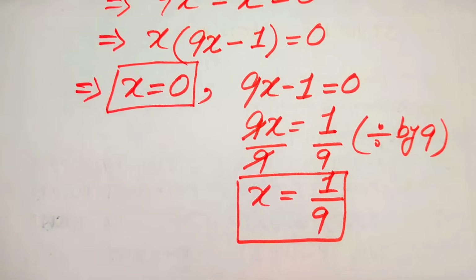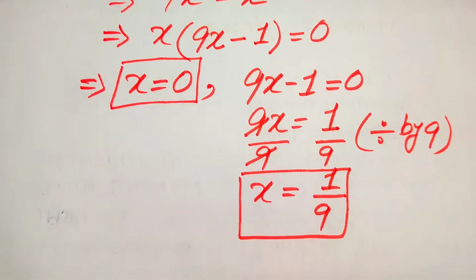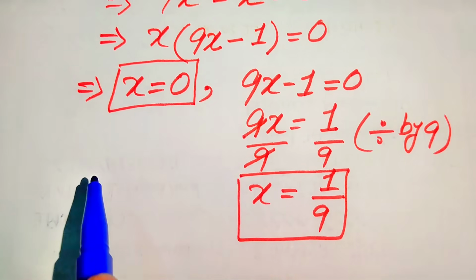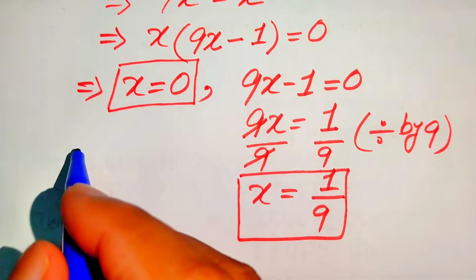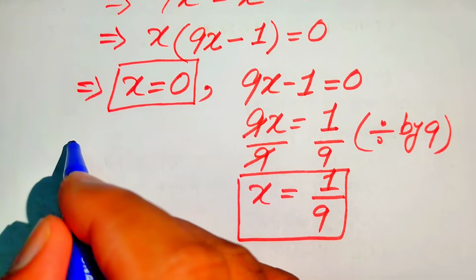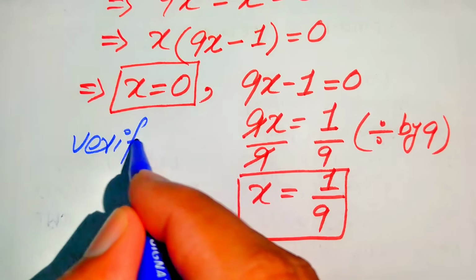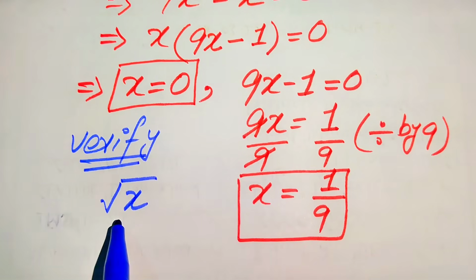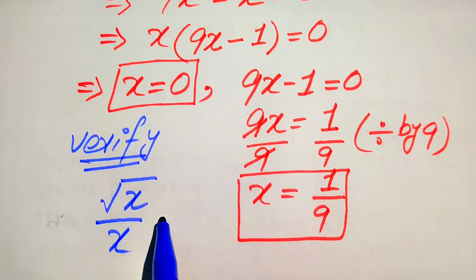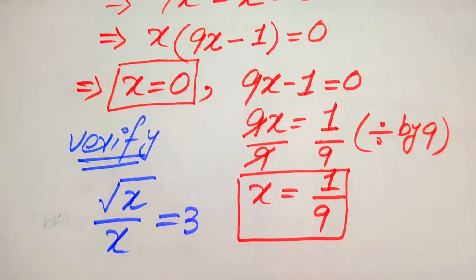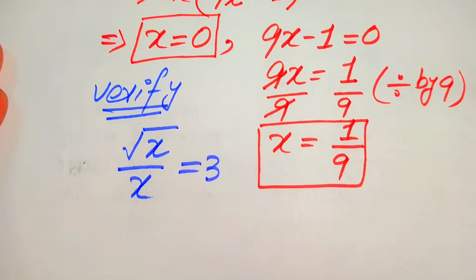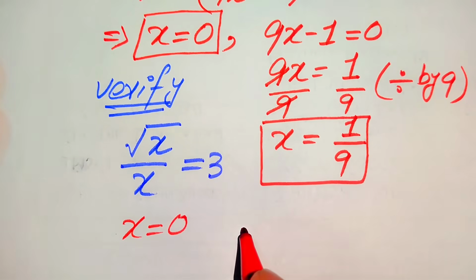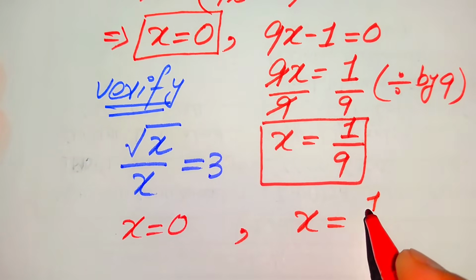Because our given equation is a radical equation, it is compulsory that we verify these two roots, and check which one of the roots is the solution and which one is the extraneous root. For verification of the roots, we copy down the given question statement here. The given question statement is square root of x divided by x is equal to 3. Here we verify both of these roots: first we verify x is equal to 0, and then we verify x is equal to 1 over 9.